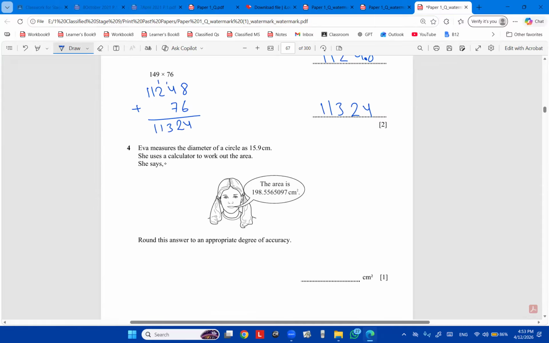Eva measures the diameter of a circle as 15.9 centimeters. She uses a calculator to work out the area. She says the area is all of this. Round this answer to an appropriate degree of accuracy. If you want an appropriate degree of accuracy that is guaranteed to be correct, look at the numbers that are used in your question. I have one decimal place written, so round this to one decimal place as well.